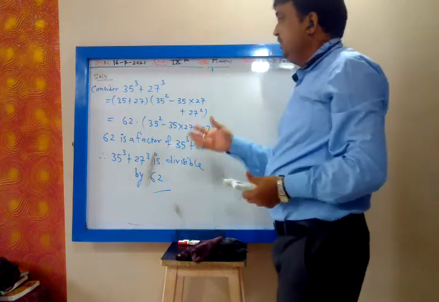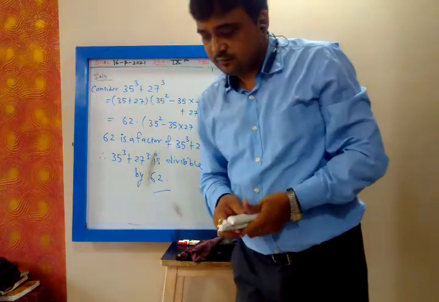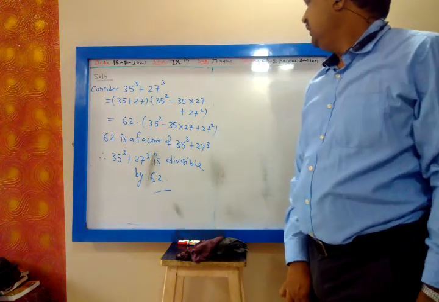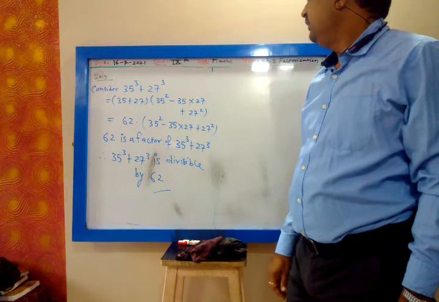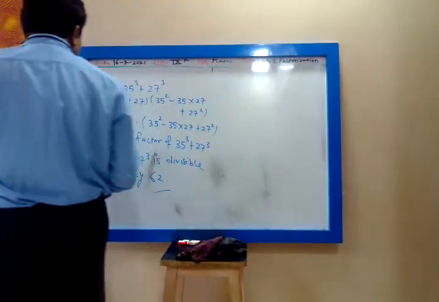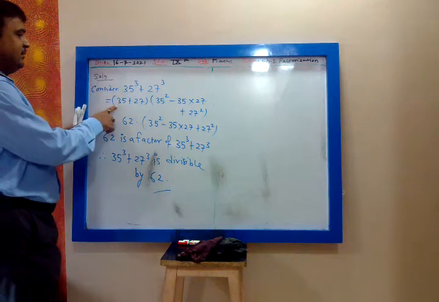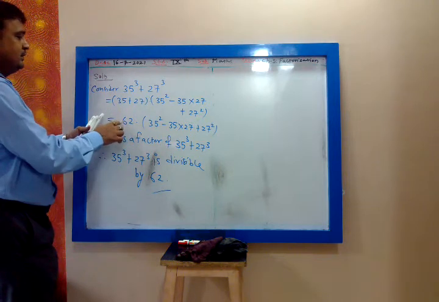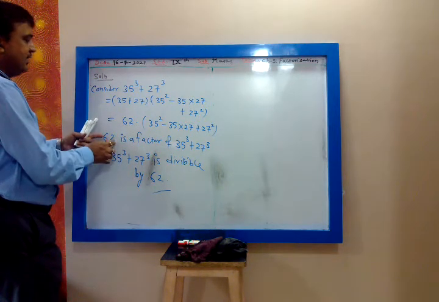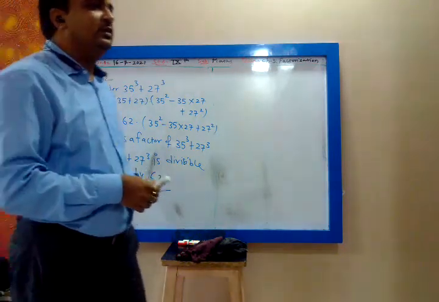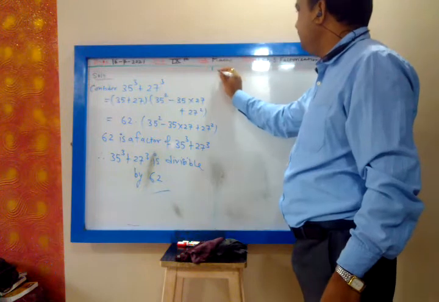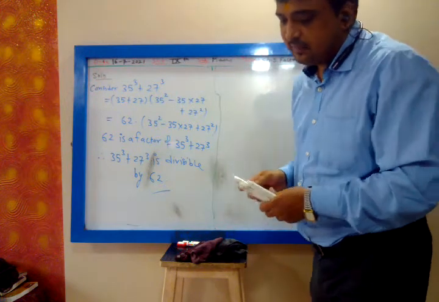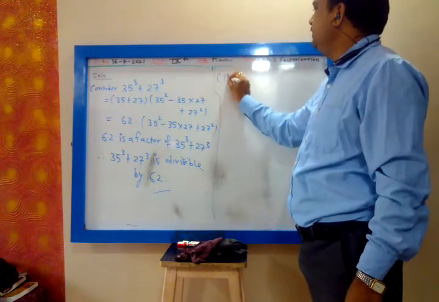That is the wrong method. You just show that it is a factor. This should be written: if this number is written as 62 into this, what do you mean by that? You have to write the conclusion first. Since it is the product of these two numbers, 62 is a factor of this number. Our aim is to show that the number is divisible by 62, so first we show that 62 is a factor.